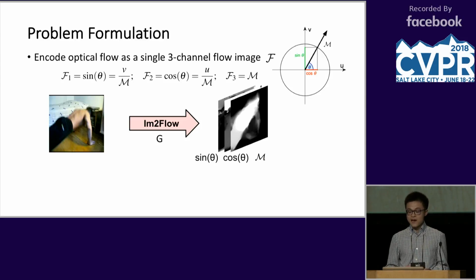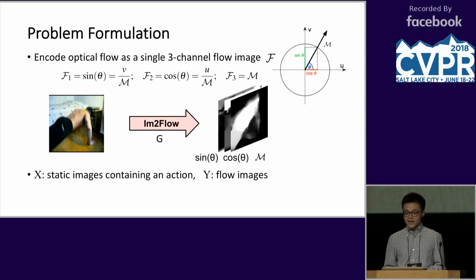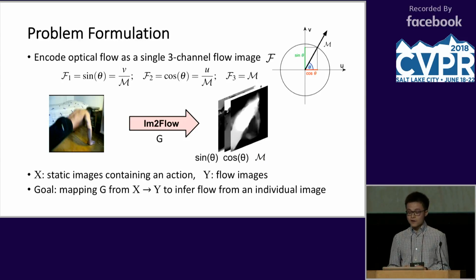Prior methods have other ways to encode optical flow, and we find that our method of disentangling flow direction and magnitude presents an easier learning task. Encoding motion as a 3-channel image also makes its usage efficient, convenient, and suitable for our image-to-image translation framework. So let X be the domain of static images containing an action, and let Y consist of the corresponding flow images. Our goal is to learn a mapping G from X to Y to infer flow from an individual image.